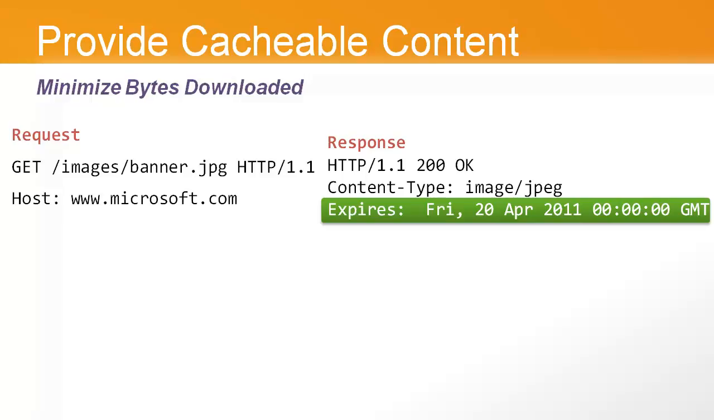The other one, provide cacheable content. Here we were talking about CDNs, but also about the way you serve images or content. So here we have some requests for an image, and we send a response back with an expiration date, and we say this image is going to be fine up until a certain point in the future.